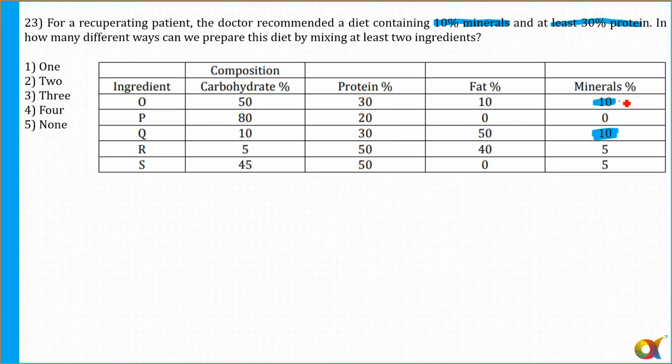If I mix O and Q in any ratios, because in O mineral is 10% and in Q also mineral is 10%, the overall is always going to be 10%. So O and Q. But let's see whether it satisfies the condition of protein or not. So anyway, I can reject 2, 3, 4. These are not possible here. Okay, so I'll say 1 and none.